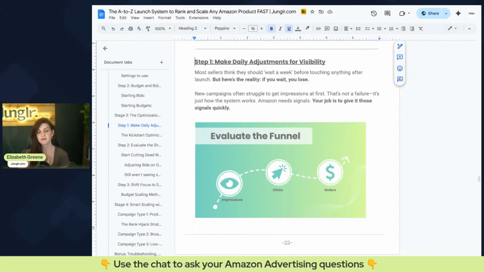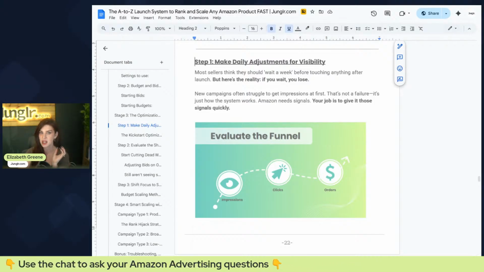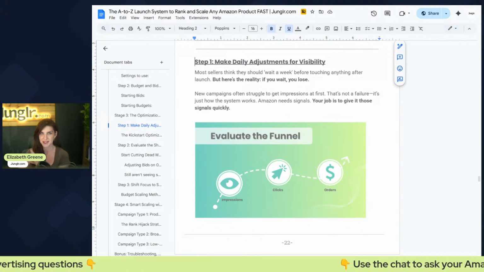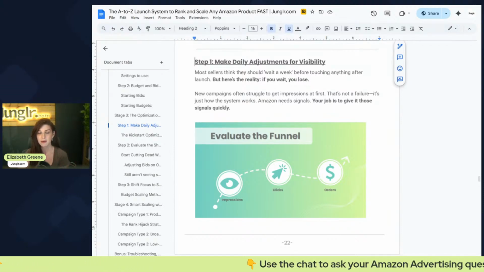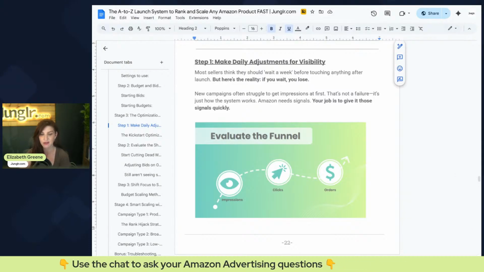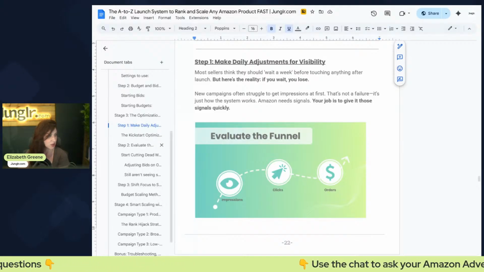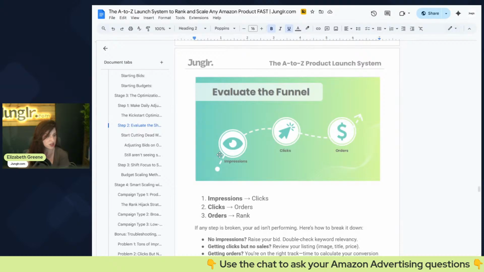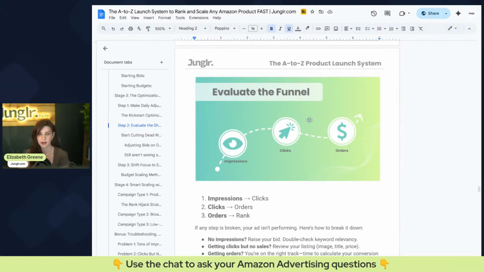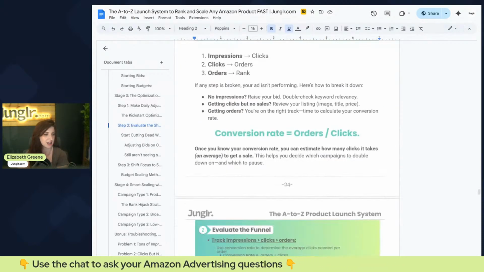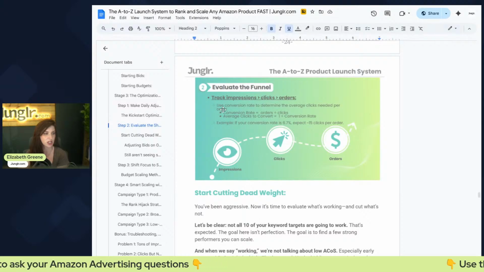Because if they do not convert, you're not going to rank on them if you're not driving orders. Amazon's going to happily take your money for the traffic, but you need to make sure that you're sending those positive signals to the algorithm. So you've got to get impressions, you've got to get clicks, and then those clicks need to turn into orders. So you need to start evaluating the shopper funnel. And if you are not getting conversions, you do want to start reducing the bids.